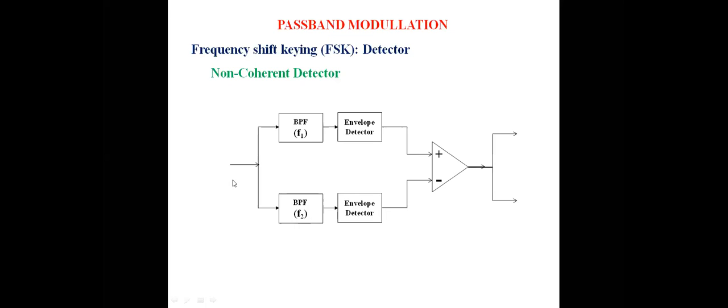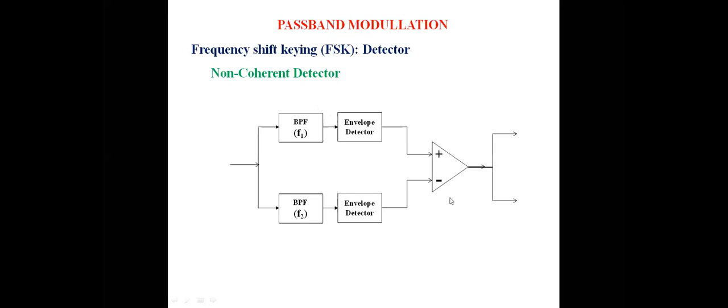On the other hand, if the incoming FSK has a frequency f2, the lower bandpass filter will allow f2. So the output will be AC cos 2 pi f2t, whereas the output of the upper bandpass filter is 0. So the output of the upper envelope detector is 0 and the output of the lower envelope detector is non-zero. When you find the difference, the output is negative. So negative is decoded into 0. Like that, it will function.